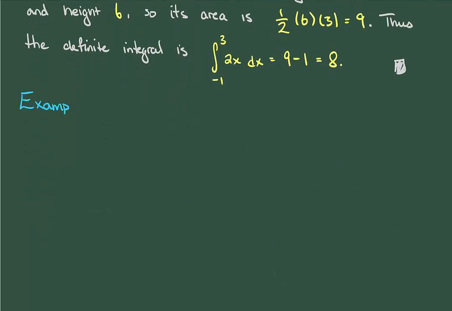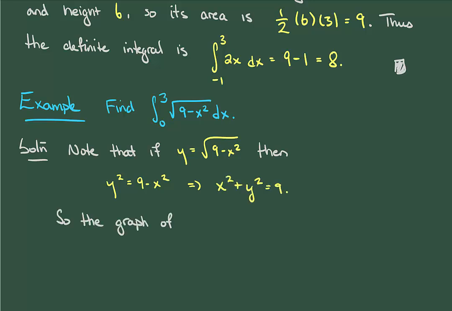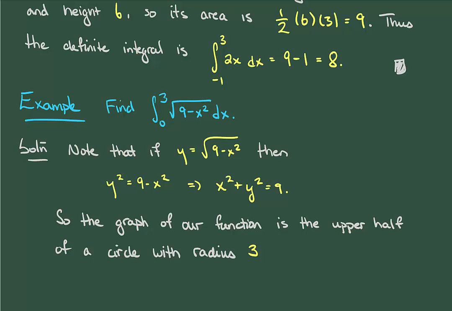Next up, let's do a slightly different kind of example. Let's find the integral of root 9 minus x squared on the interval [0, 3]. The trick here is going to be figuring out what familiar shape is given by the integrand, root 9 minus x squared. If we set y to be the square root of 9 minus x squared and do some manipulation, we get this. So this tells us that the graph of our function is the top half of the circle centered at the origin of radius 3.